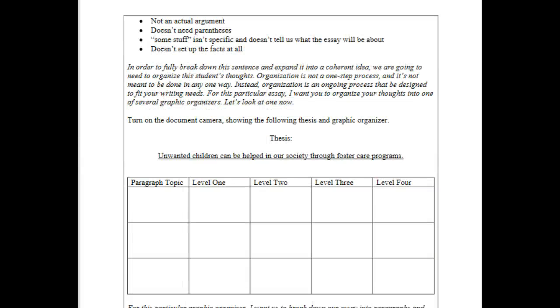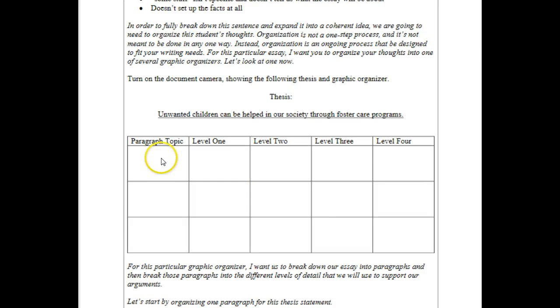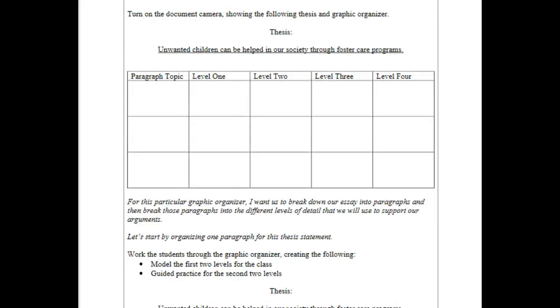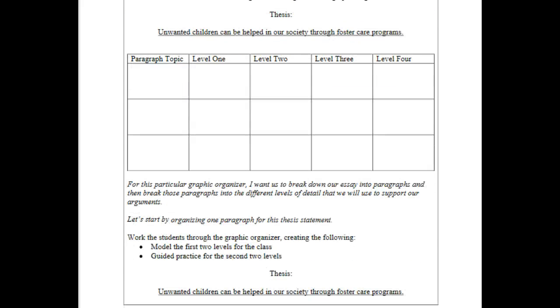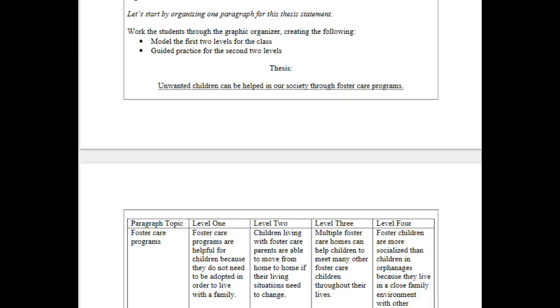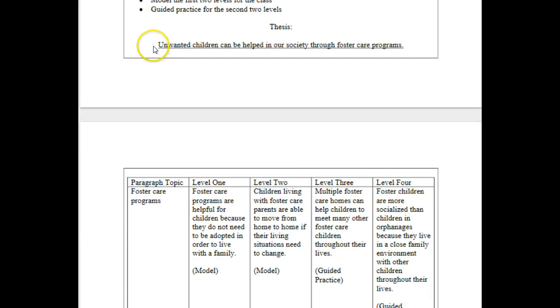So here you move them through their thesis statement, and again with this graphic organizer, and I like the fact that you've explained the graphic organizer to them, okay? Now here I see you with a thesis statement. Unwanted children can be helped in our society through foster care programs.